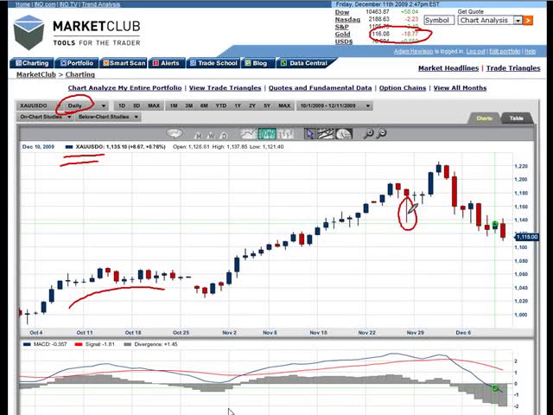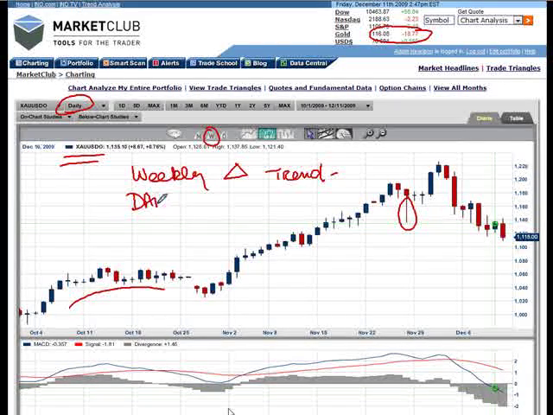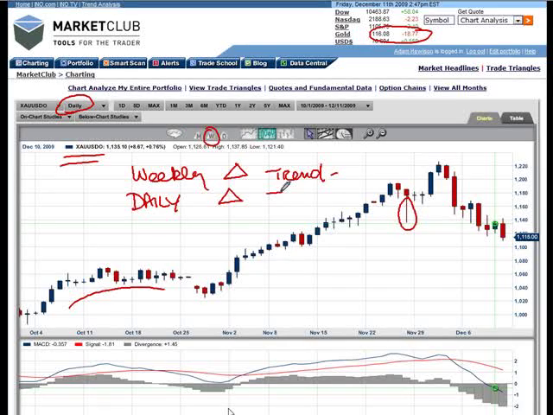Now, I want to put in our trade triangles. Now, trading short term, what we recommend with Market Club for gold is this. You're going to use the weekly triangle, and that's going to be for your trend, okay? So that's for trend, and it's right here. This is the one I'm going to be using. Then you use your daily triangle for timing, okay? So we'll be taking this triangle too.